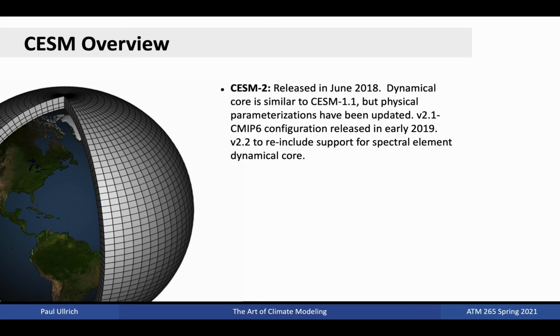CESM2 was released in 2018 and featured functionality similar to CESM1, but with upgraded physical parameterizations. Version 2.1 of the model was introduced in early 2019 to be the model employed by NCAR for the Coupled Model Intercomparison Project, CMIP, Phase 6 simulations, still using the finite volume grid. However, CESM version 2.2 re-included scientific support for the spectral element dynamical core. As of the time of these lectures, version 2.2.0 is the most up-to-date version of CESM.